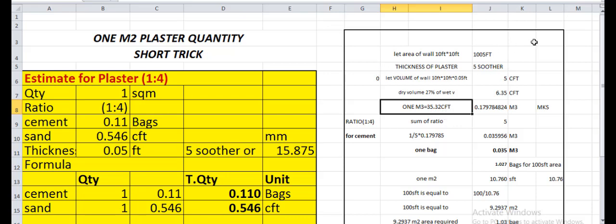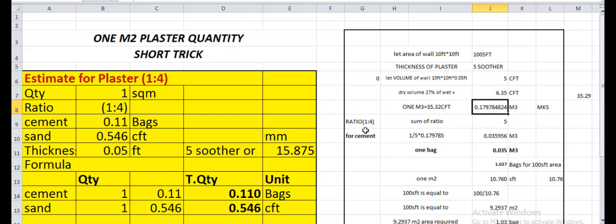How do we calculate this? 1 meter is equal to 3.28 feet, and the cubic meter is 3.28 times 3.28 times 3.28, so we get about 35.32. For the conversion we use 35.32 as per standards. We multiply by this, so we got the dry volume in cubic meters.